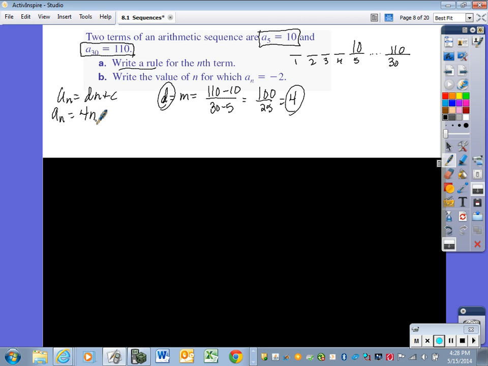And I put a 1 in here. Do you have the first one? No. Do you have the second? No. I have the fifth. So 4 times 5 plus what gives you the term of 10? 20 plus what gives you 10? Negative 10.